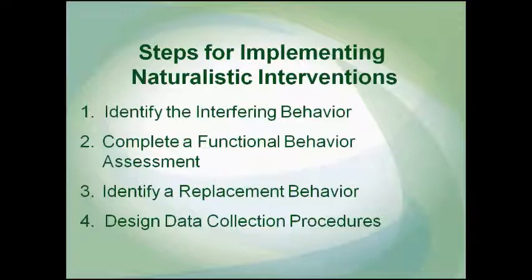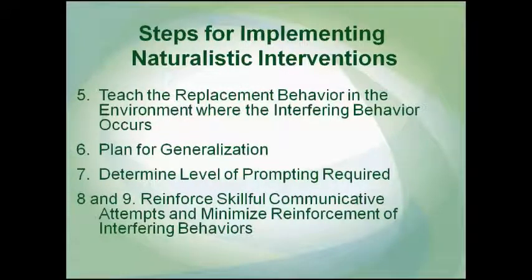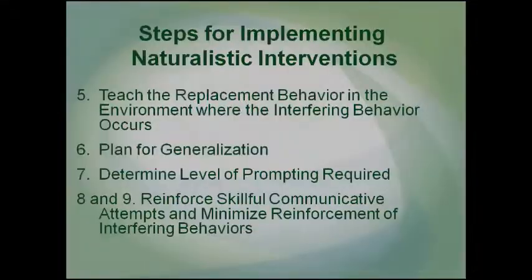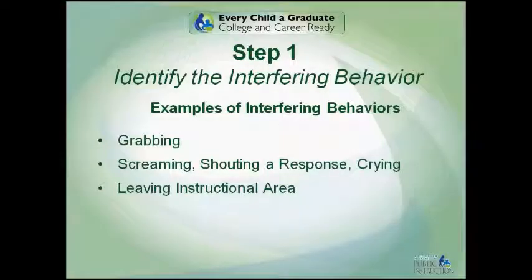I'm going to run through what some of these steps are really quick. We're going to identify interfering behaviors, complete an FBA, identify a replacement behavior, design data collection, teach the replacement behavior, plan for generalization, determine level of prompting, reinforce skillful communicative attempts, and then we are also going to shape that communicative response and fade out our prompts as needed, increase time between replacement behavior and reinforcement, and monitor student progress. Okay, I hope you got all that. But we're going to go step by step here.